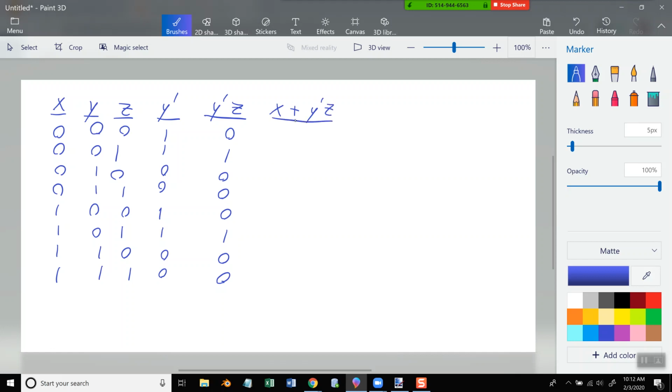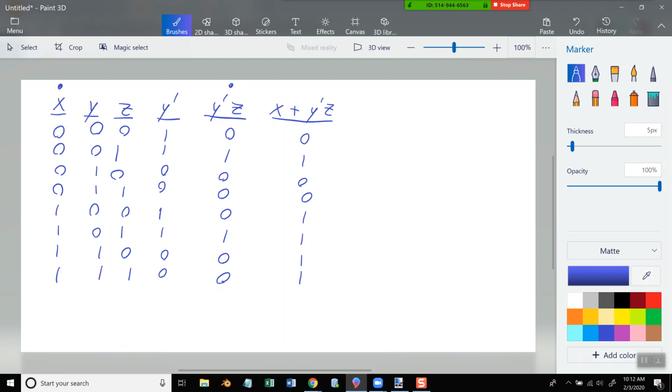Again, that reads x or not y and z. But that means we're going to take this column and add it to this column, taking into account our weird 1 plus 1. 0 plus 0 is 0, 0 plus 1 is 1, 0 plus 0 is 0, 0 plus 0 is 0, 1 plus 0 is 1, 1 plus 1 is 1, 1 plus 0 is... what am I doing? Let me double check that. 0, 1, 0, 0, 1, 1, 1, 1.